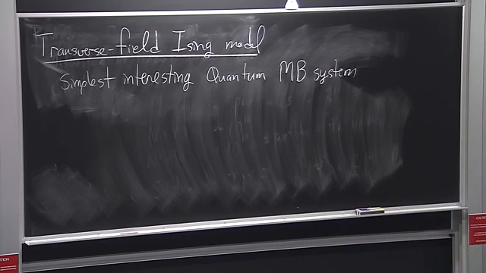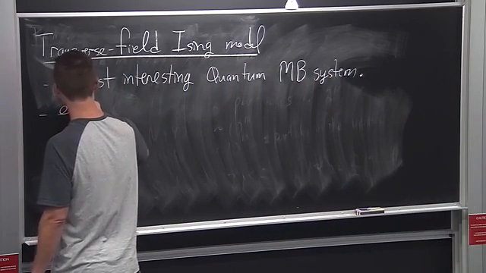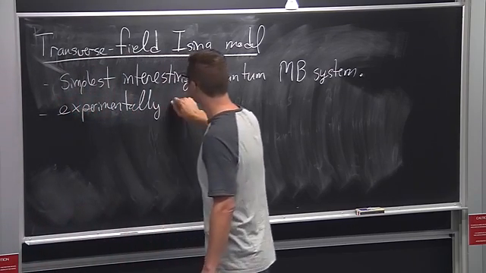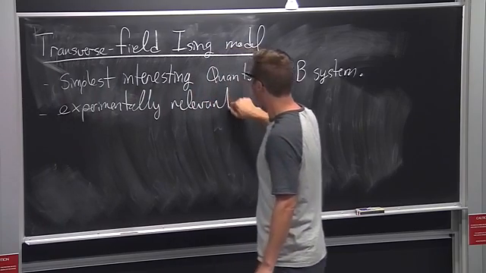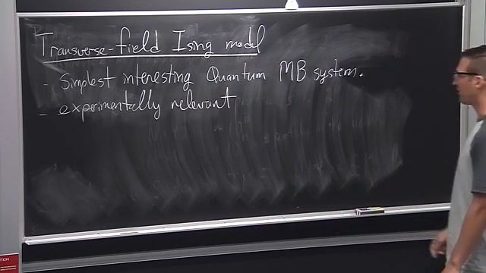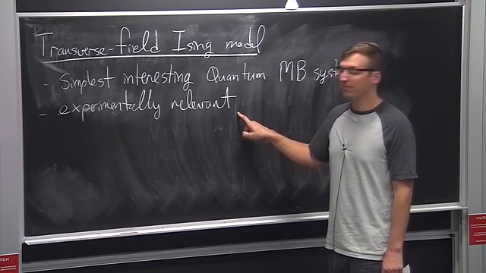It's been studied to death, but you learn about how to perform calculations. You learn about the conceptual framework of the path integrals and so on from the transverse field Ising model. So it has interesting properties. It's experimentally relevant. It has connections to quantum annealing or quantum adiabatic computers, and it also has connections to condensed matter.